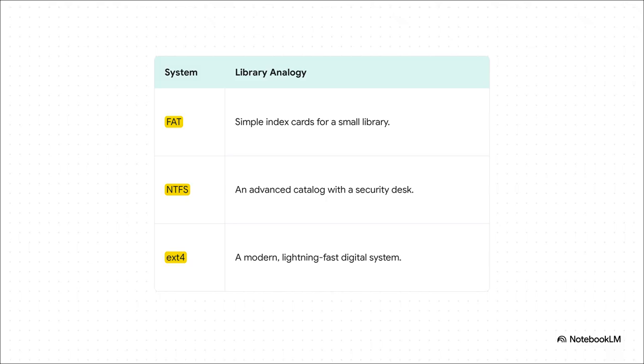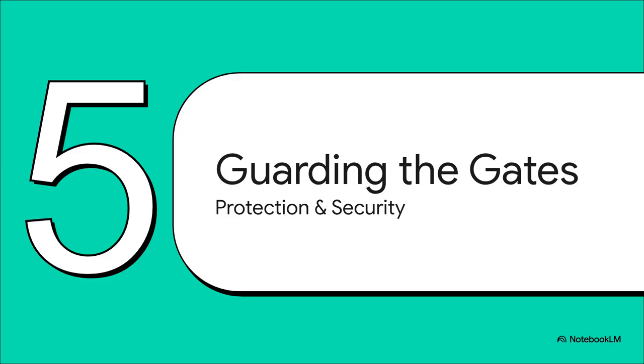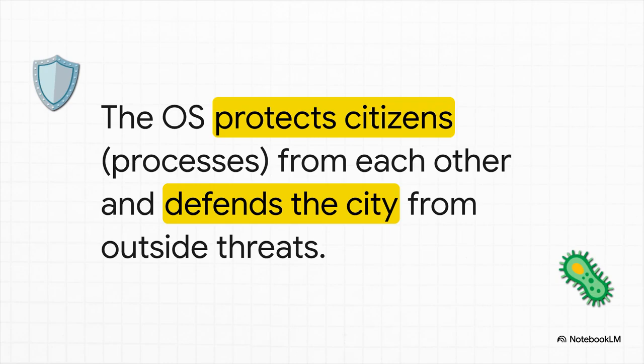Okay, so a city can be perfectly organized, but if it's not safe, what's the point? And that brings us to the final, and maybe the most critical job of the OS. It's the city's police force and its border patrol, all in one. So its security mission is really twofold. First, it has to protect the citizens from each other, right? You don't want your music player suddenly messing with your banking app. And second, it has to defend the entire city from outside threats, all the viruses and malware that are constantly trying to sneak past the gates.